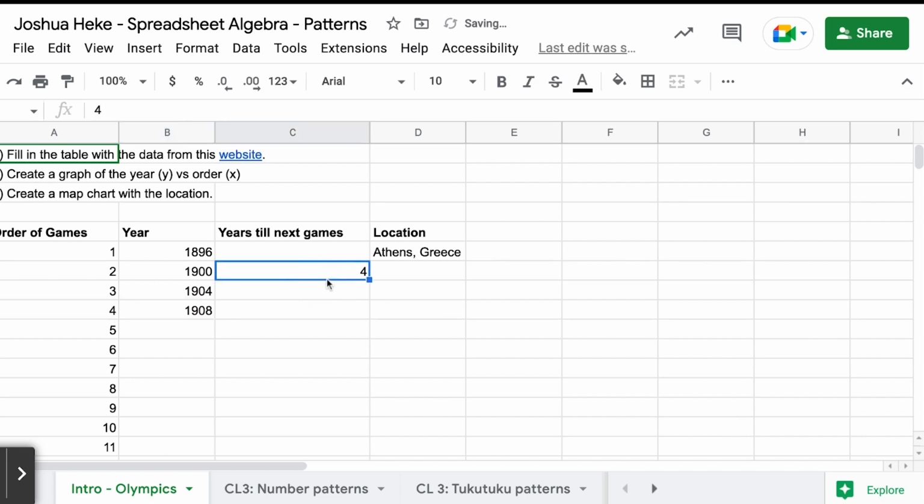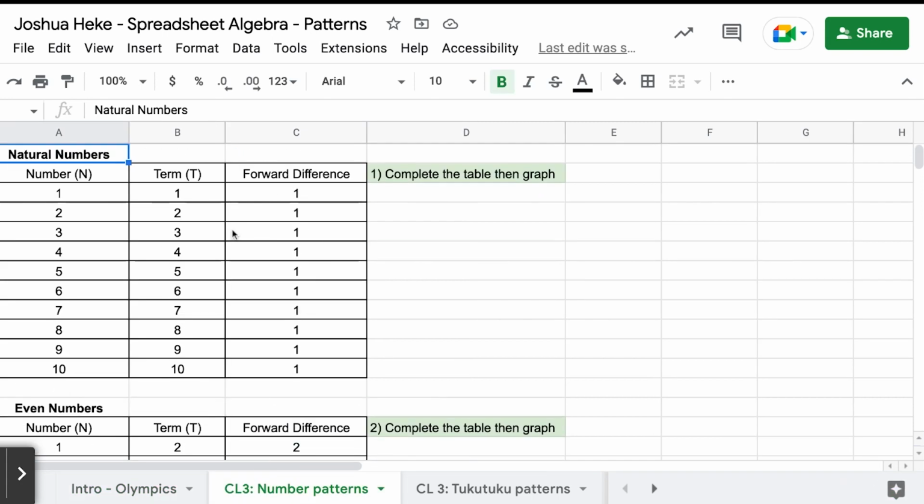The years till the next game is pretty self-explanatory. So that's 4 to the next game, 4 to the next game, etc. We want to use that same principle when we come to number patterns, and we're talking about the forward difference. If we're talking about natural numbers, we've got 1, 2, 3, 4, 5, 6, 7. The difference between those numbers is always 1. So natural numbers go up in 1.